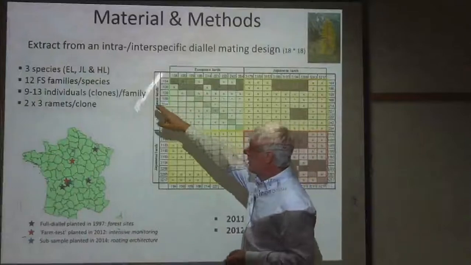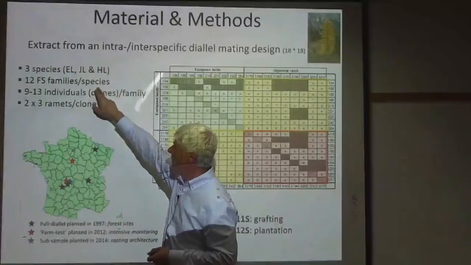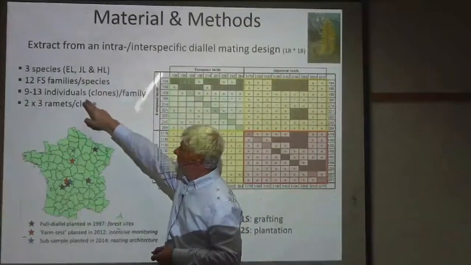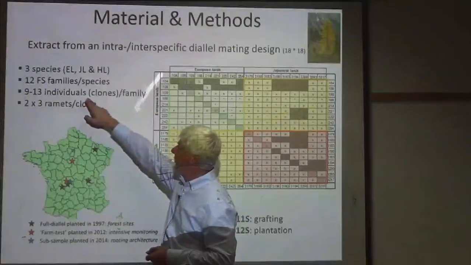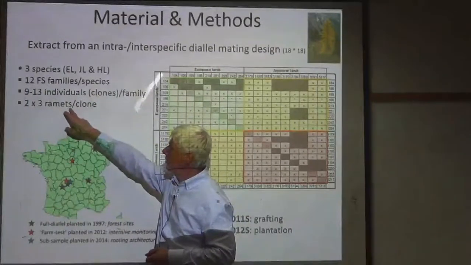So we have 3 different species. We have 12 full sib families per species. We have 9 to 13 individuals per family, and we have 2 to 3 ramets per clone.